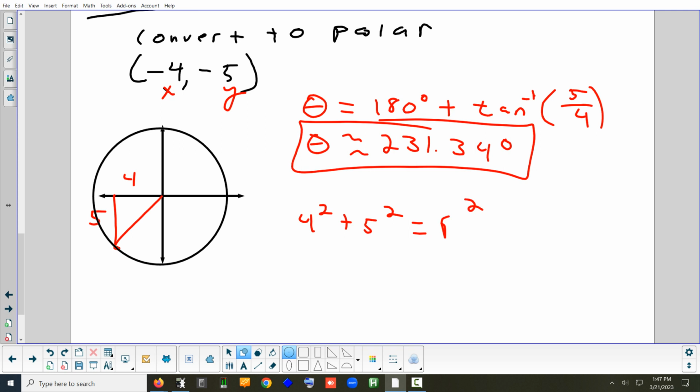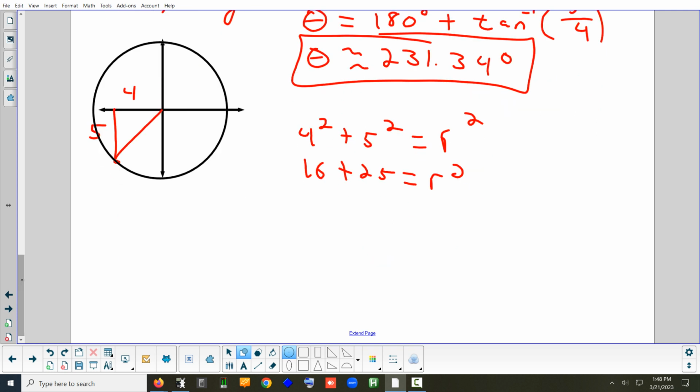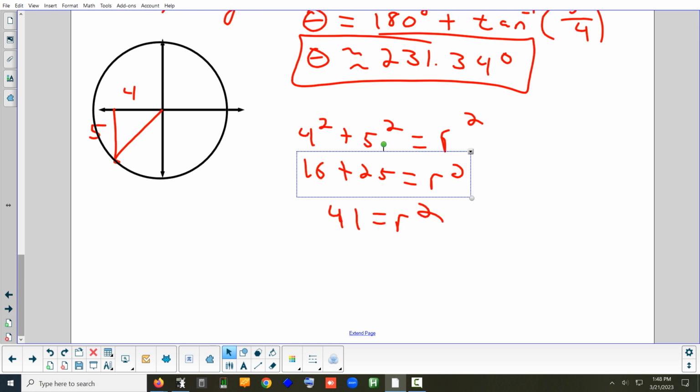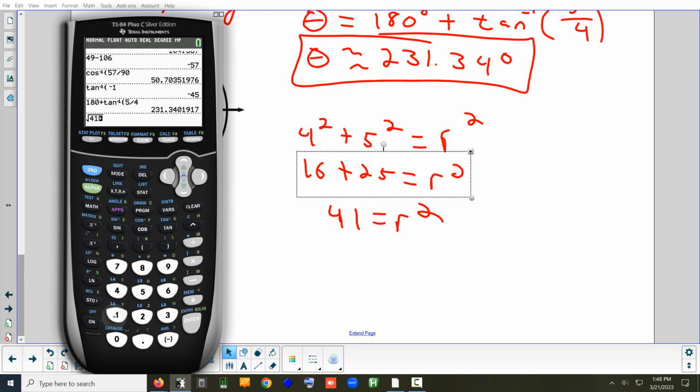Okay, so that's going to give me 16. 4 squared is 16, 5 squared is 25. 16 and 25 is going to give me 41. And last step to get r by itself: square root. If we were going to do this as an exact answer, I would just leave it as the square root of 41. But since we already have a decimal here, we'll make that a decimal as well. So square root of 41 is 6.40.